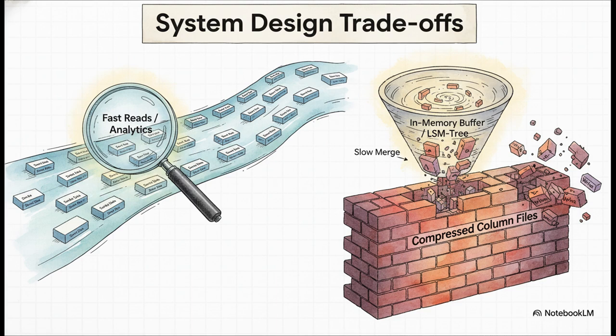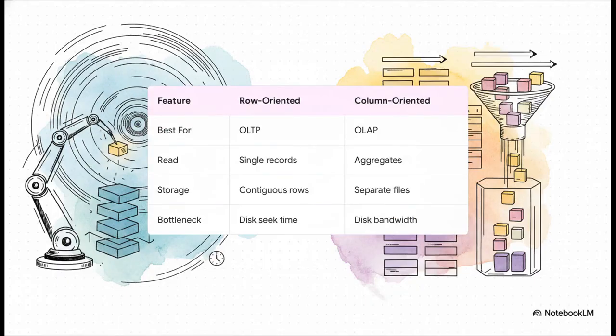But there's a catch. Writes are tricky. You can't just shove a new row into the middle of a tightly compressed file. So columnar databases often use an in-memory buffer, like an LSM tree, to collect those writes first before carefully merging them to the disk. This cheat sheet right here really drives home the golden rule of database architecture.